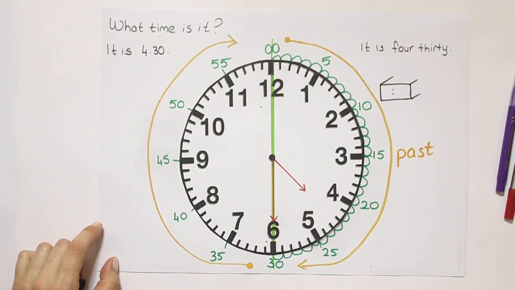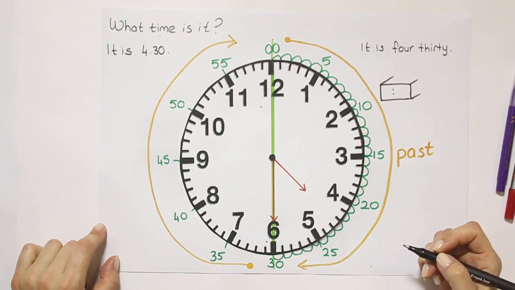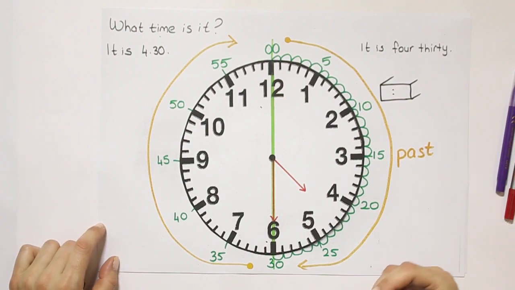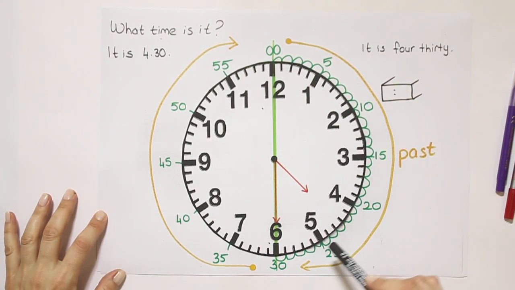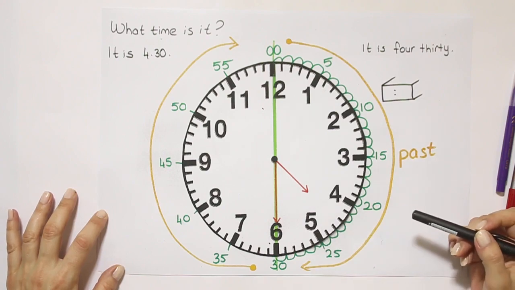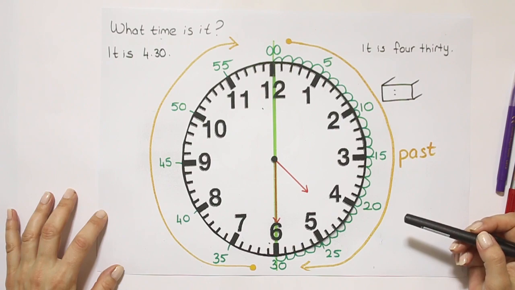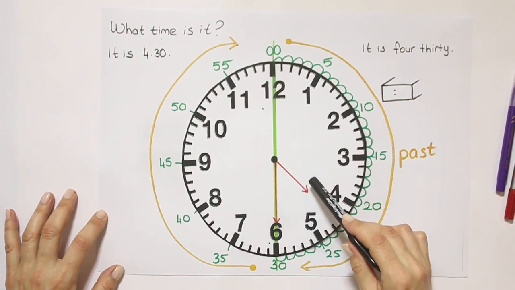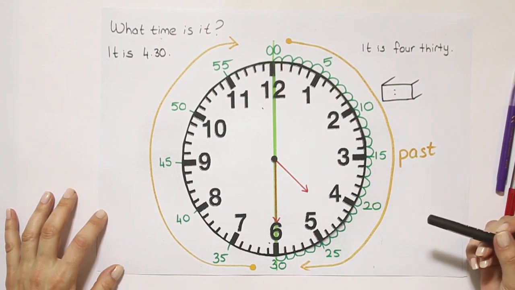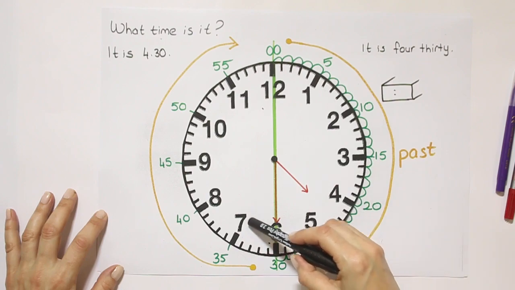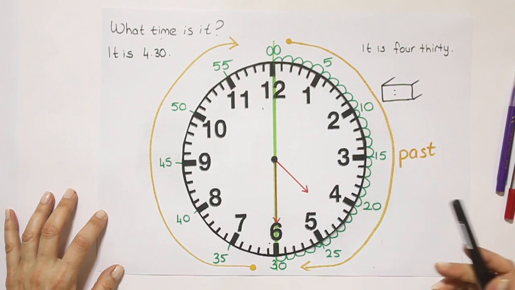Have a look at this analog clock. A clock can be divided into 2 halves. Remember, the hour hands move in this direction. There are 2 hands. The short hand shows us the hour of the day. The long hand shows us the minute. It takes 60 minutes for the minute hand to go all the way around the clock.